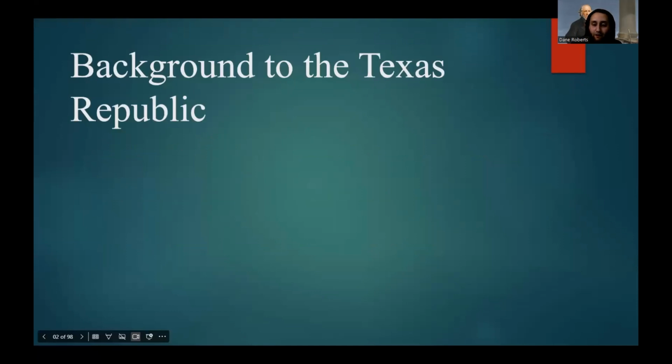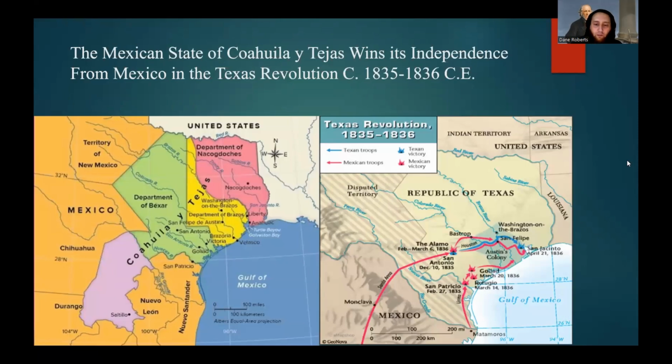Starting with the background to the Texas Republic. The background to the Texas Republic is a long and complex history that is very much connected to the winning of independence for the Mexican state of Coahuila y Tejas from Mexico in the Texas Revolution between 1835 and 1836 CE. And again, this is a very complex subject that I have already covered in depth in a video on the Texas Revolution that I will link in the iCard.